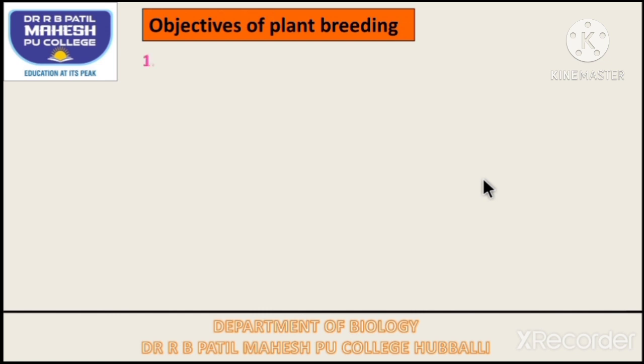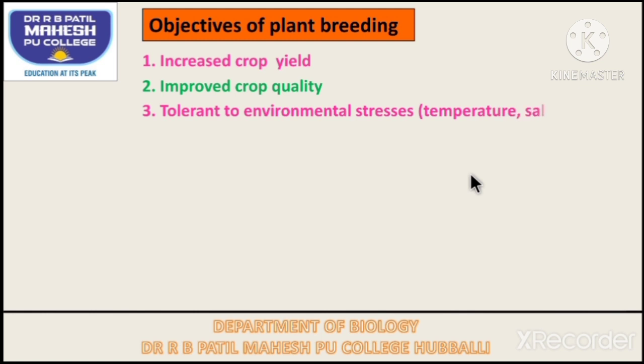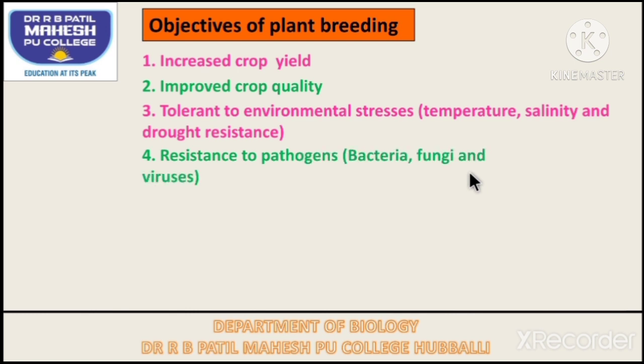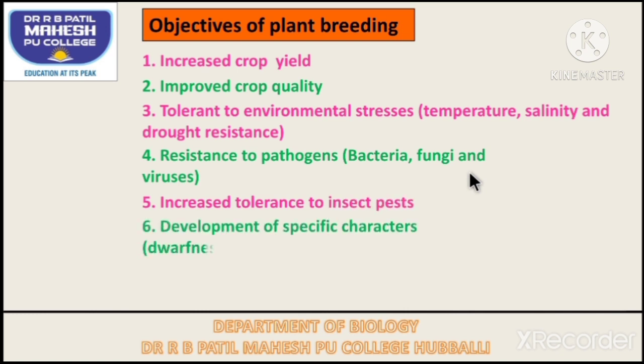So let's try to list the objectives of plant breeding which we discussed just now. The objectives are increased crop yield, improved crop quality, tolerance of environmental stresses like temperature, salinity, and drought, resistance to pathogens like bacteria, fungi, and viruses, increased tolerance to insect pests, and development of specific characters like dwarfness, intensive branching, and reduced dormancy. These are the objectives of plant breeding, which can be asked for 5 marks.